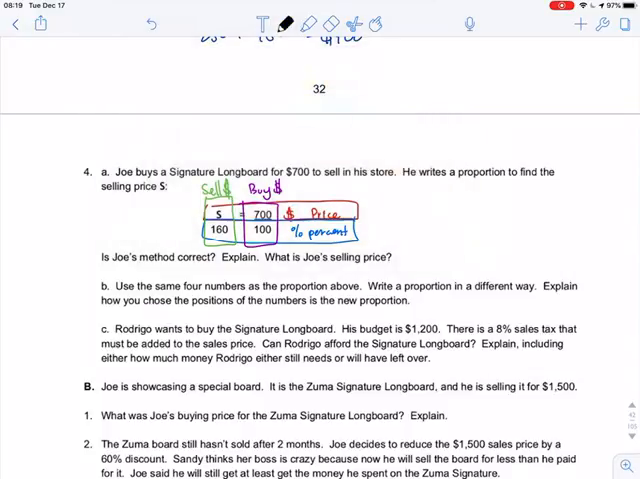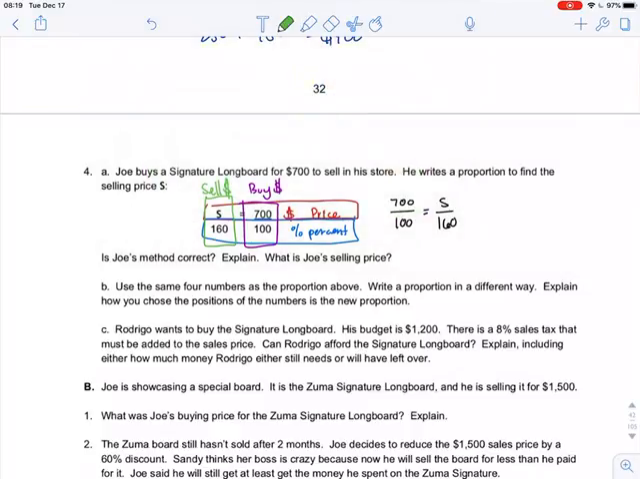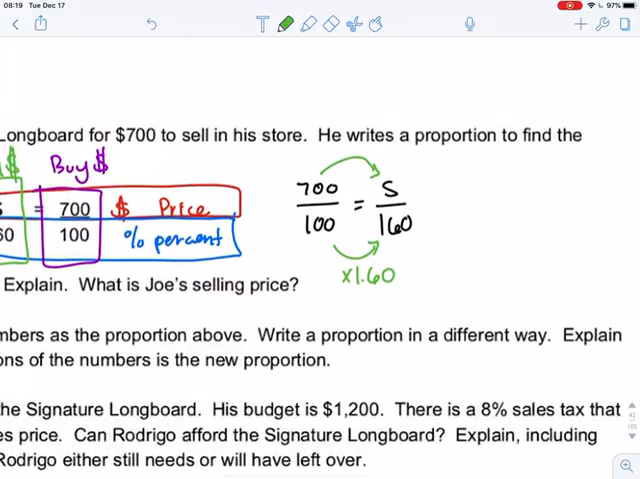So let's figure this out. I'm going to rewrite it and just rearrange it. 700 over 100 is equal to selling price over 160. Now, how do I make 100 into 160? It will be the same way I make 700 into the selling price. This is a lot like taxes. It's 100% of the price plus 60% of the price. So this is going to be multiplied by 1.6 or 1.60. So I'm going to do the same thing here.